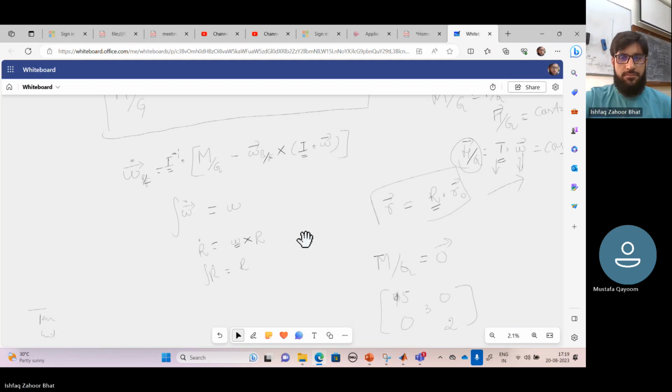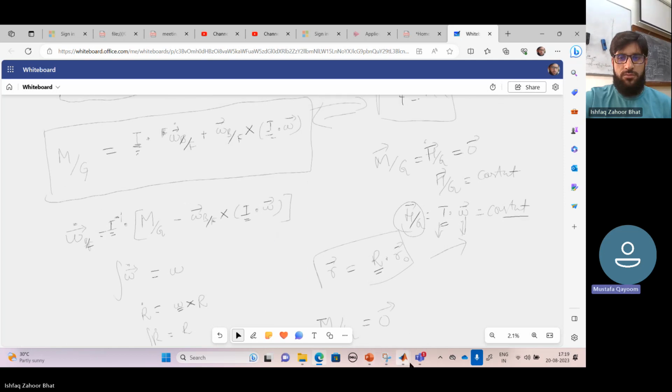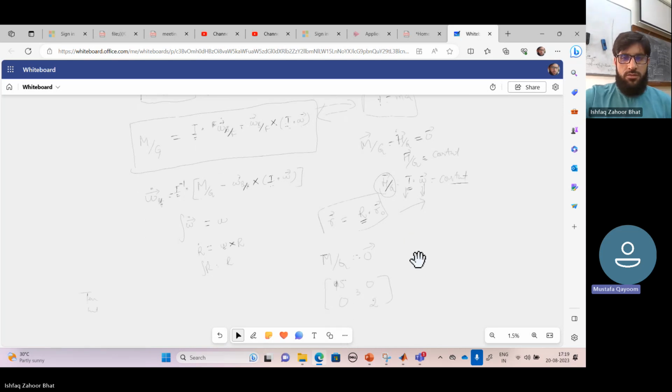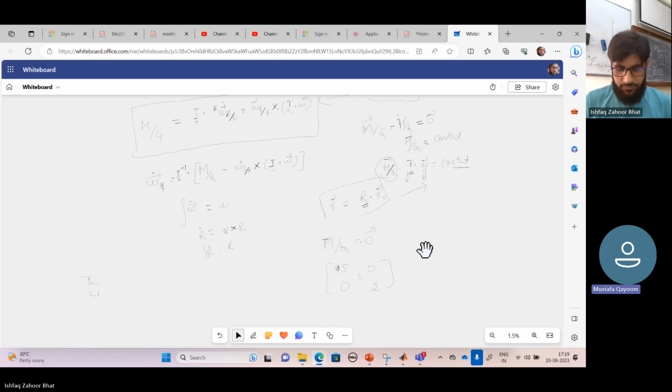Yeah. Hello, sir. There's a little bit of confusion about the change in the angular momentum and the change in the angular velocity. Sir, when there is no external torque, the omega vector can change, but angular momentum can't change. How is it possible that omega is changed without external torque?